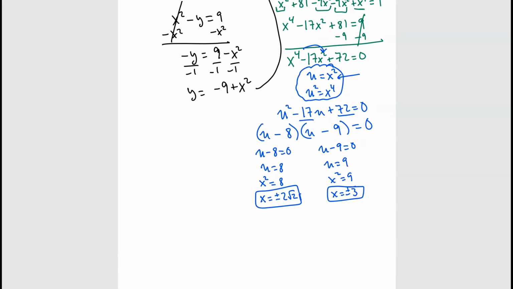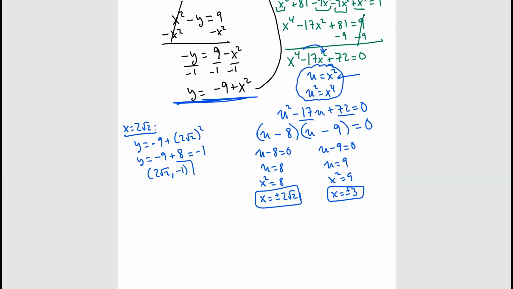Okay, now that we know what our x's are, now let's figure out what the y is. Now the best one to use is this one, since we already know what y is there. So first I'm going to start off with x equals 2 square root of 2, the positive one. So let's figure out what y is. Y equals negative 9 plus 2 square root of 2 squared, which is negative 9 plus 8, going to give me negative 1. So my first point is 2 square root of 2, comma negative 1. That is my first answer.